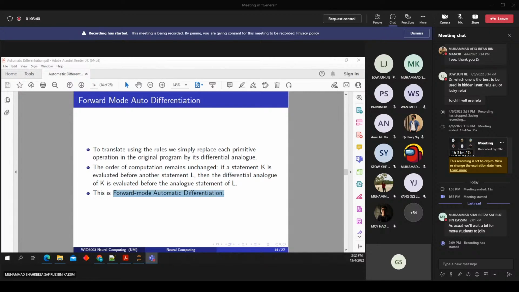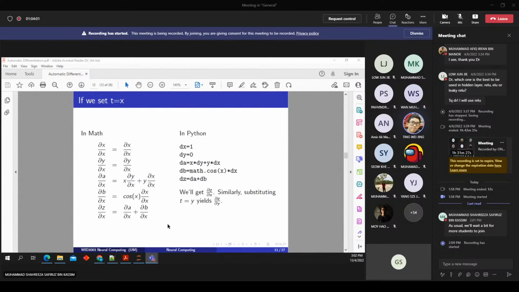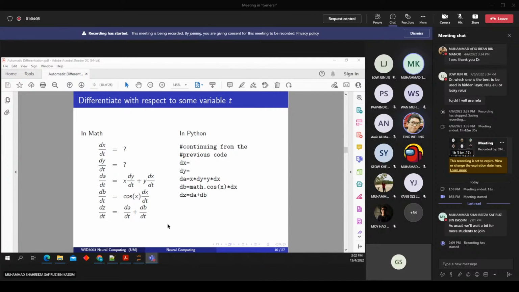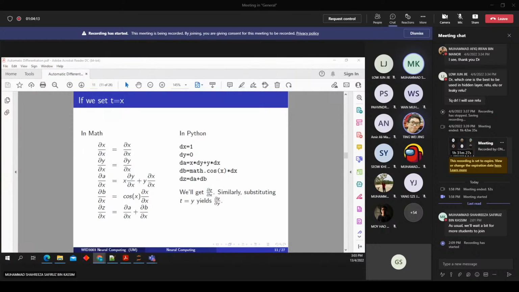Sorry, Doctor. May I ask, what's the difference between the symbol of differentiation that you use in the slide? Sorry, Doctor, can you go back to the previous slide where there was the differentiation part? Why do you use this symbol, but the previous one you used the letter D? Okay, so it's my bad. I'm inconsistent here.